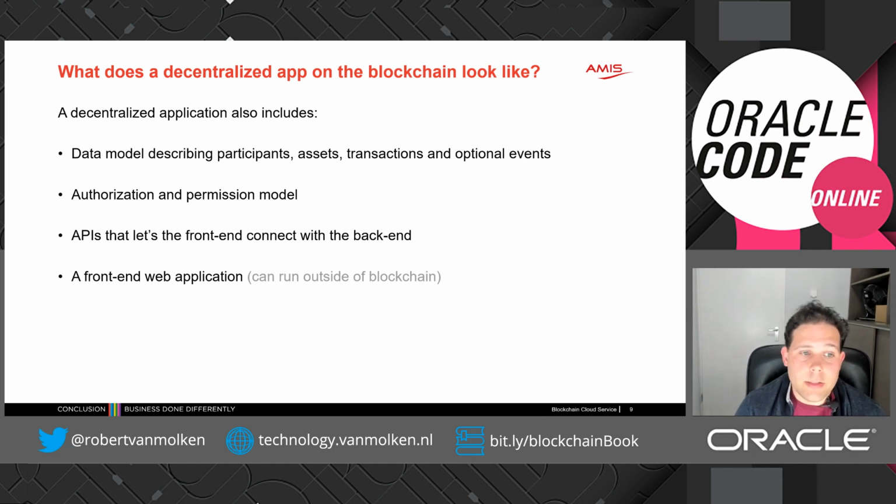Then we have APIs, which let the front end connect with the back end, to make it easy for the front end to get the data out of it or store the data in the blockchain. And the front end, the web application, usually runs outside of the blockchain. In the case of blockchain cloud servers and Hyperledger Fabric, it can't run in the blockchain. There are some platforms that allow a web application to run on the blockchain.